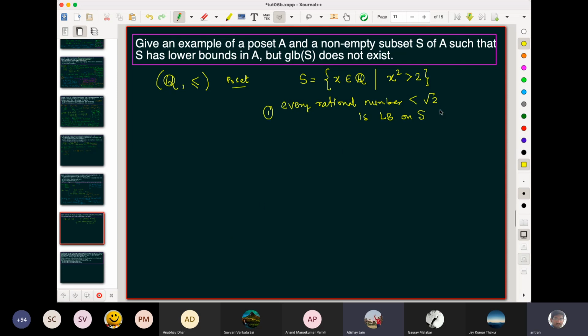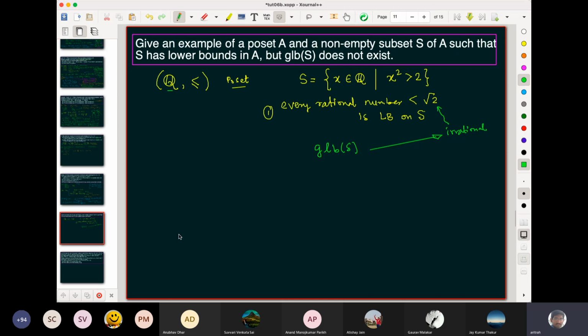Now, √2 is irrational, right? √2 is irrational. So the greatest lower bound of S does not exist, because √2 is irrational. It's a set of rational numbers only. Okay, can you visualize this now?